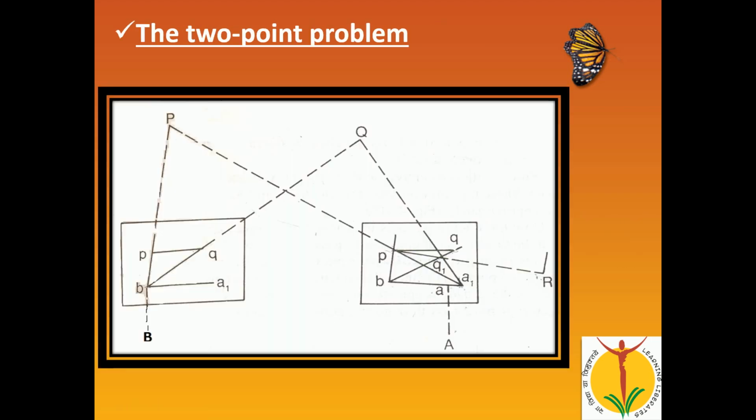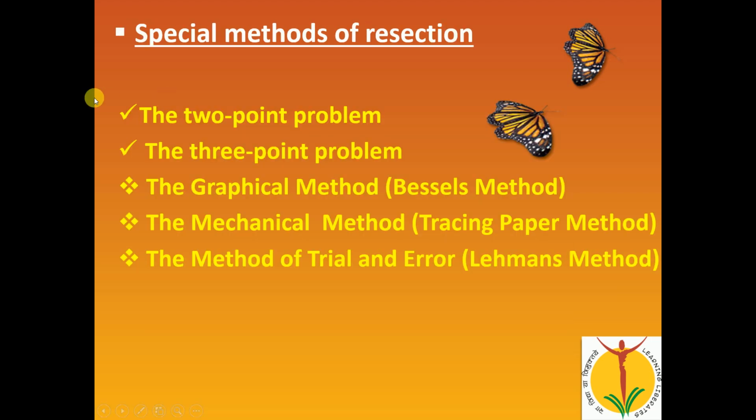First thing, the 2-point problem method. Sorry, the 3-point problem has three methods. First is the graphical method, which is also called the Bessel method. The mechanical method is also called the tracing paper method, and the method of trial and error is called Lehmann's method. One by one we are going to see what those methods are, what is meant by the 2-point problem method and the 3-point problem method.